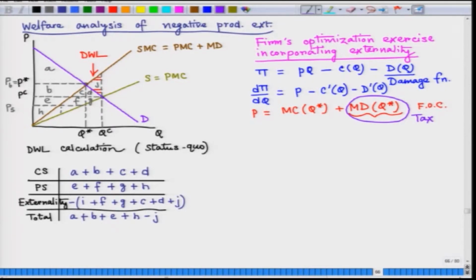So, basically if I now talk about a unit tax, then my first order condition can be rewritten as this, where T is my unit tax, right. So, if the tax is equal to the value of marginal damage evaluated at the Pareto optimal level of output, then we call that tax a Pigouvian tax, named after Professor Pigou.